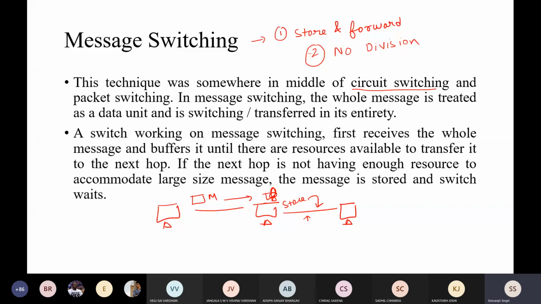So message switching is just a phenomenon. Most of the time we will not use message switching; it is rarely used. Most of the time you will use packet switching, or it is entirely circuit switching. If you want message switching kind of functionality, you can use virtual circuits, but with message switching you cannot divide the data into packets. That is why message switching is not preferred.